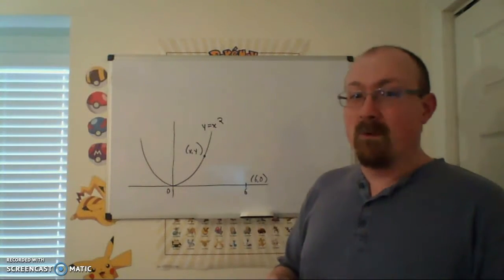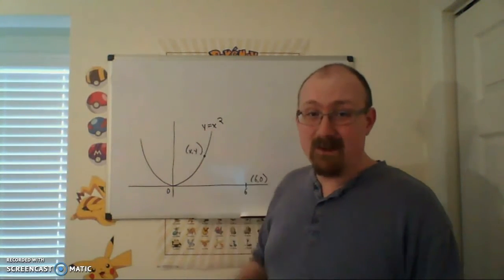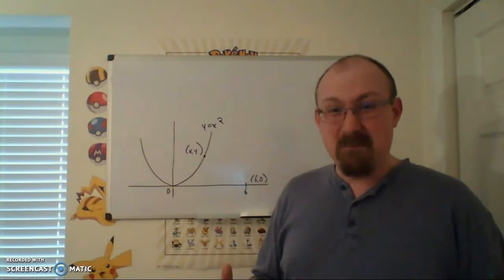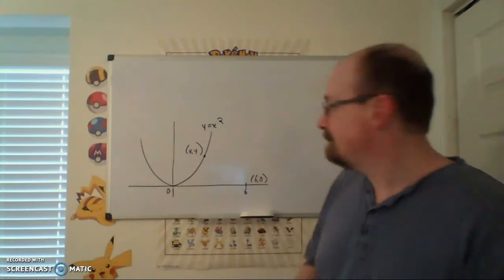So lastly, we want to find a point on a parabola defined by y equals x squared right here that is as close as possible to another point not on the parabola, (6, 0).